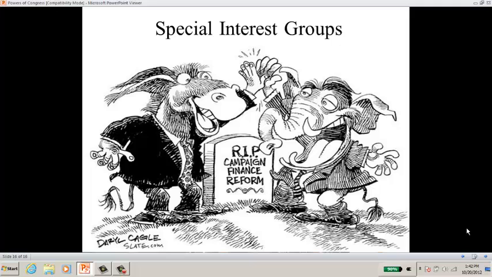And then in this last cartoon, you see the donkey symbolizing the Democratic Party on the left, Republicans on the right as the elephant. And in a rare act of them getting together and high-fiving each other, look at what they're doing. They're congratulating each other because they've killed campaign finance reform, because neither party wants it to happen.